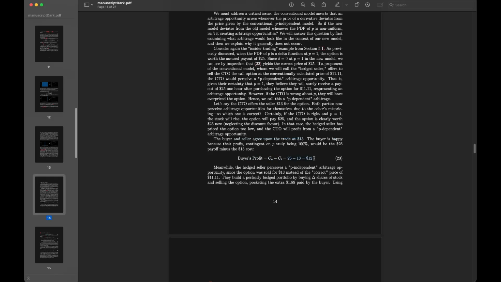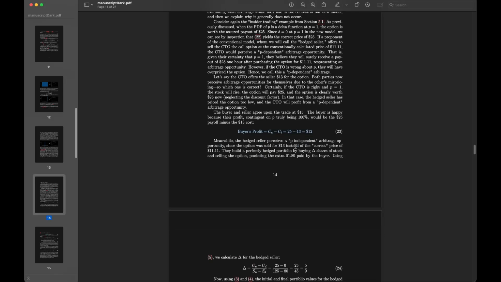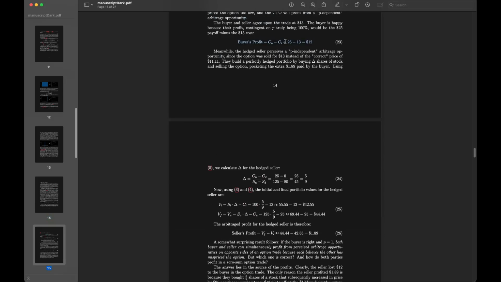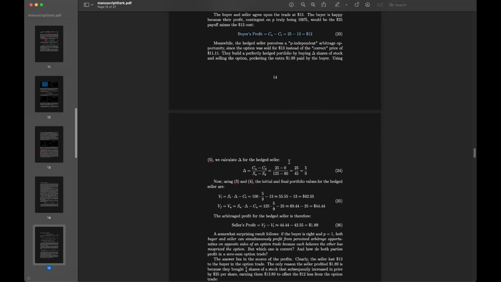He's able to, for sure, get a profit of $12 in his eyes because he's sure that the stock is going to go up. The other guy isn't sure that the stock is going to go up. The other guy might not have any clue what the stock is going to do, so he's priced it at the conventional price of $11.11. I worked out this example earlier, but they both think that they're benefiting off of arbitrage opportunities.